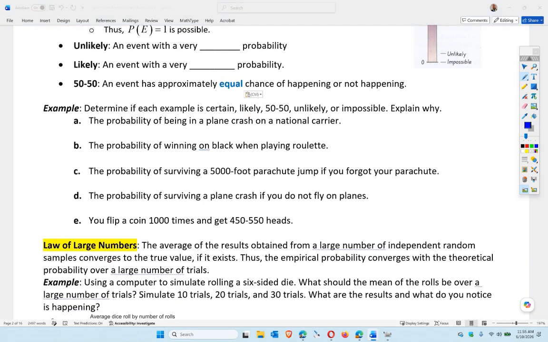So if I'm on a plane on a national carrier, a crash could happen, but it's very unlikely, right? If I want to win on black on the roulette, well, it's pretty close, but it's not necessarily 50-50. There are also the zeros in roulette, which make it green. So it's close to 50-50, but not quite. But we'll say it's close enough for a 50-50, essentially. Surviving a 5,000 foot parachute jump without your parachute: I'm going to say that's probably impossible.